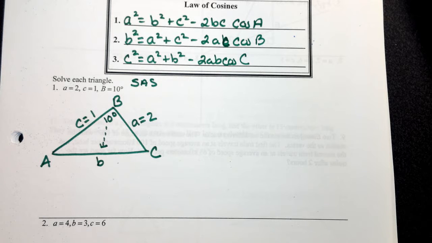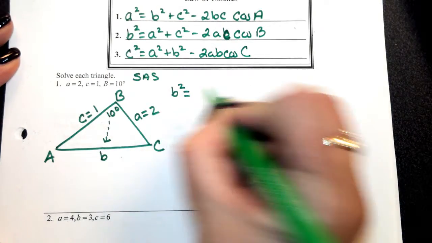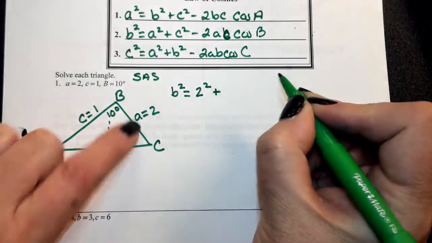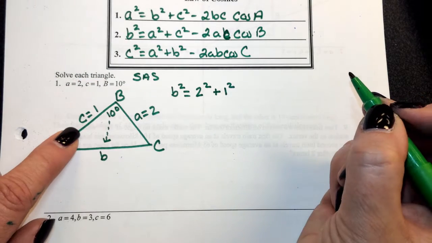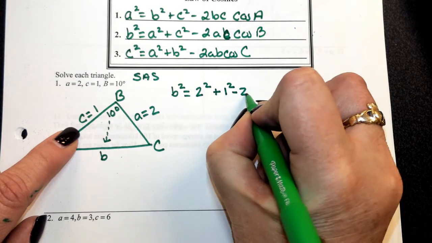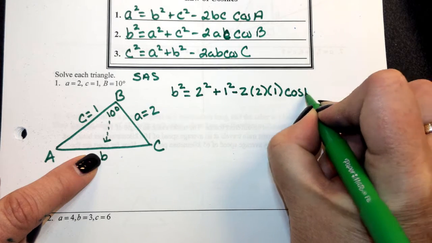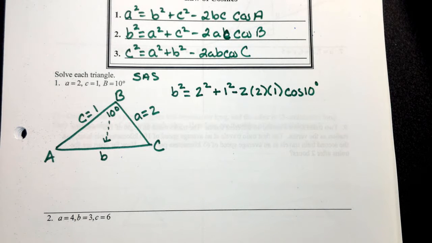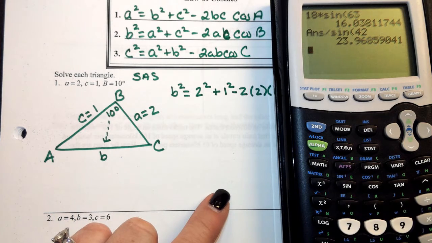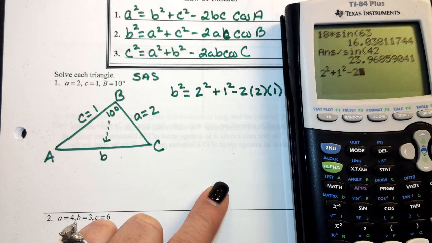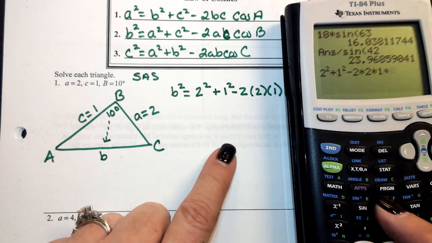So now I'm going to use b squared, because that's the side that I'm solving for. So b squared is equal to a squared, which I know is 2, so I'm going to square it, plus c squared, which I know is 1 squared, so I'm just plugging the values into the formula, minus 2 times a, which is 2, times c, which is 1, times the cosine of angle B, which is 10 degrees. Any questions on how I plug that into the formula? So now you're just going to type this directly into your calculators. 2 squared plus 1 squared minus 2 times 2 times 1 times the cosine of 10 degrees.